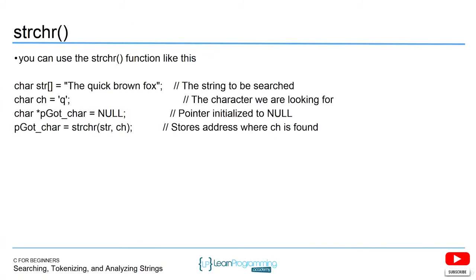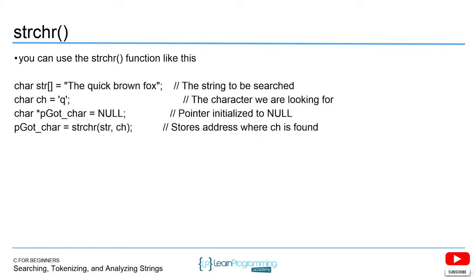So strchr, how you use it is this. You create a character string, and we initialize it here with the quick brown fox. We then create a single character, and we initialize that with Q. Then we create a pointer, because that's what's returned from strchr. That's what allows us to see where in that string we found a character. We're going to initialize our pointer to NULL, because right now it's not going to point to anything.